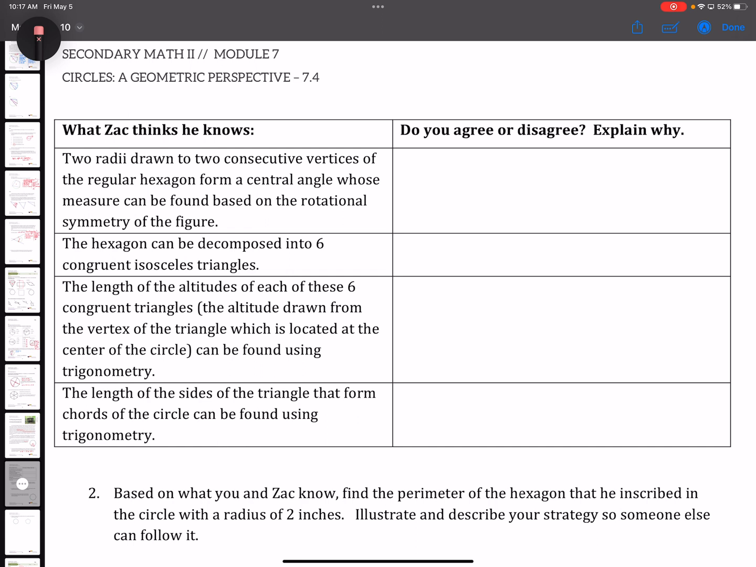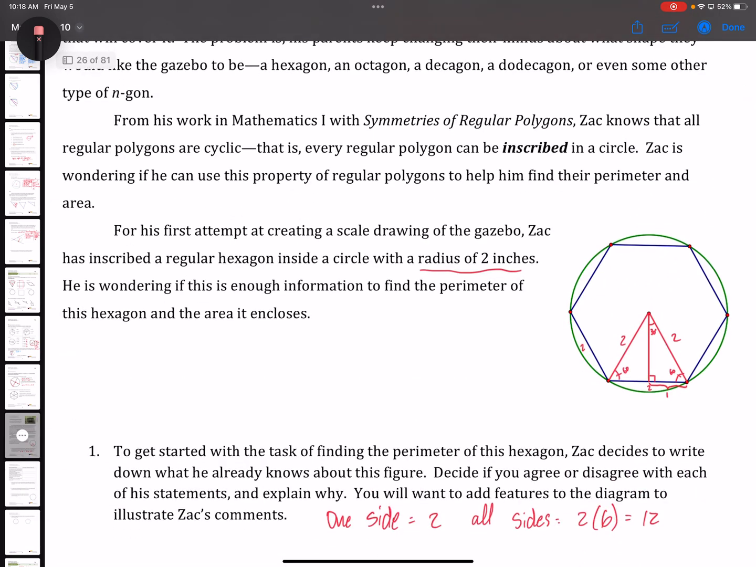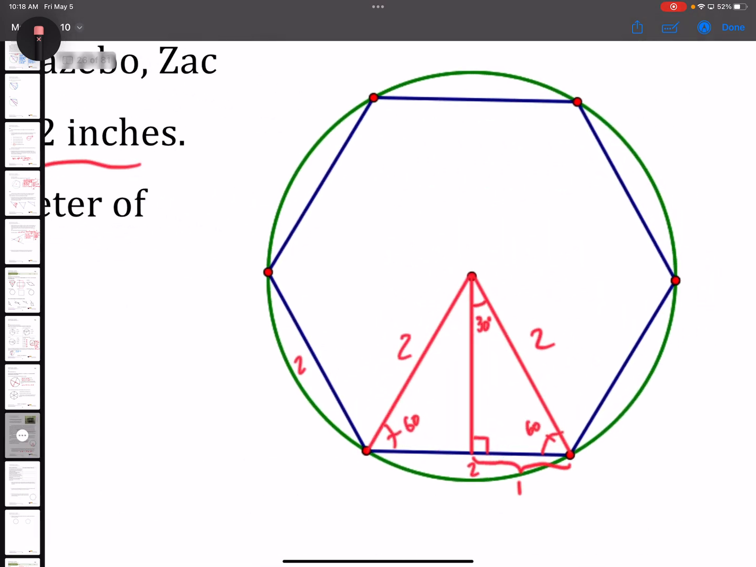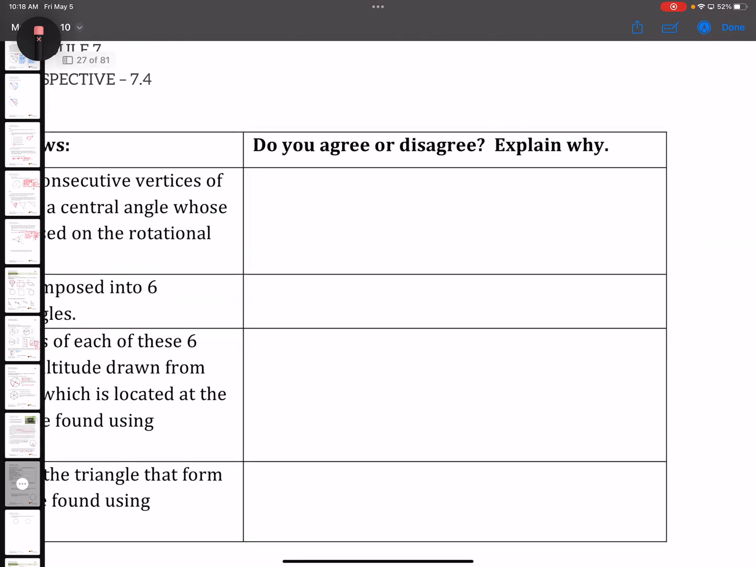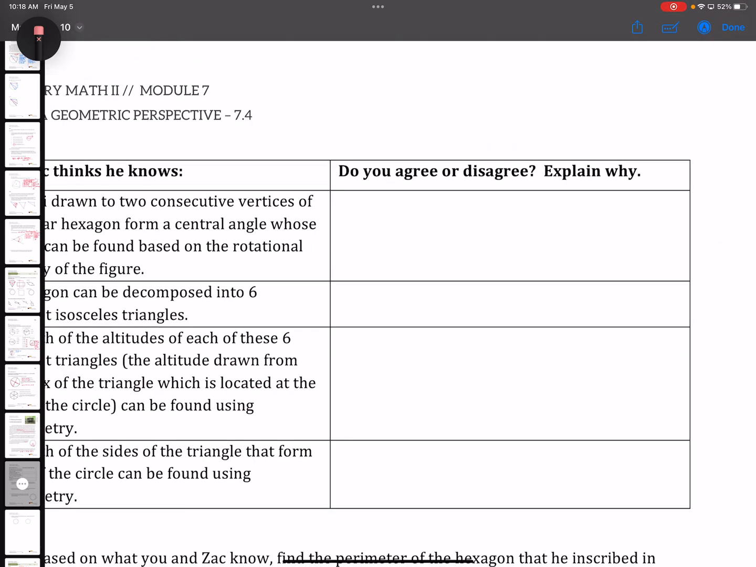Someone want to read that first one? Jacob, you could read the first one. Two radii drawn to two consecutive vertices of a regular hexagon form a central angle whose measure can be found based on the rotational symmetry of the figure. We agree with that, right? Because this has rotational symmetry of 60 degrees, and we found that it also is 60 degrees, yeah? How would you explain it? Yes, because it has rotational symmetry of 60 degrees. Yep.